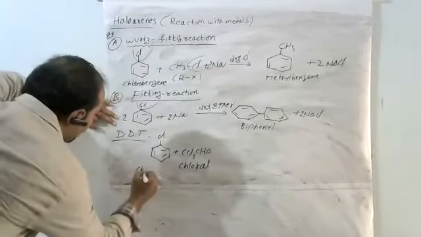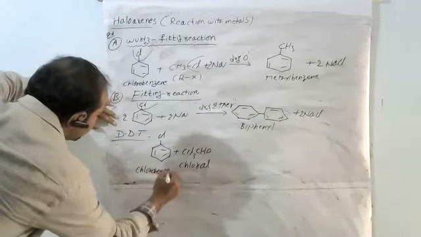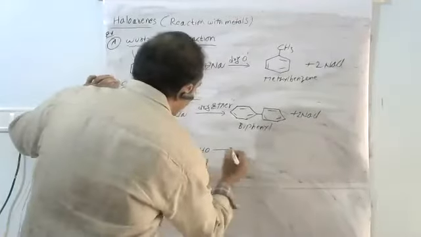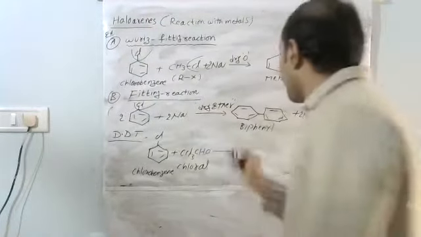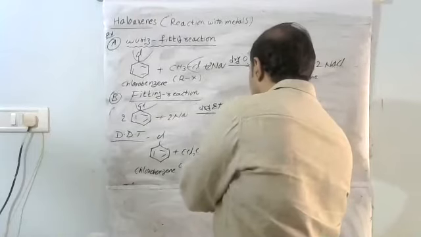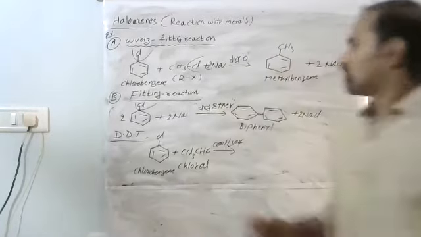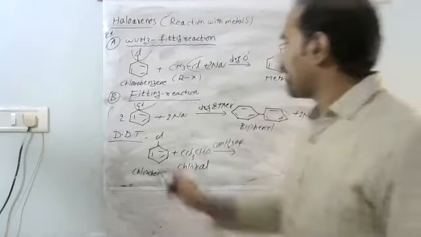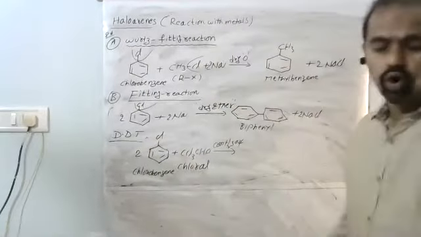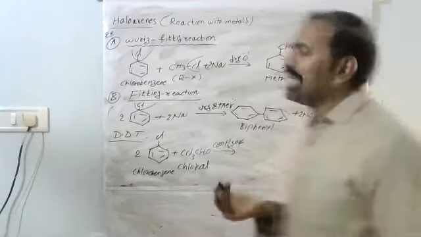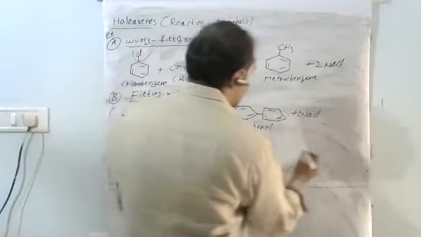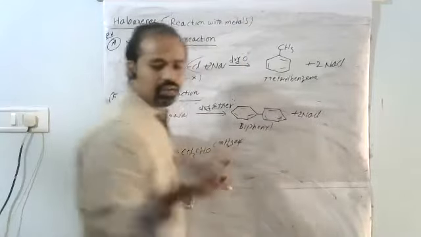So here, when the chlorobenzene reacts with the chloral in the presence of concentrated sulfuric acid, here we take 2 moles. Now we get DDT. DDT is one of the halogen derivatives. See, we get the DDT. What is the structure of DDT? What I have given before?